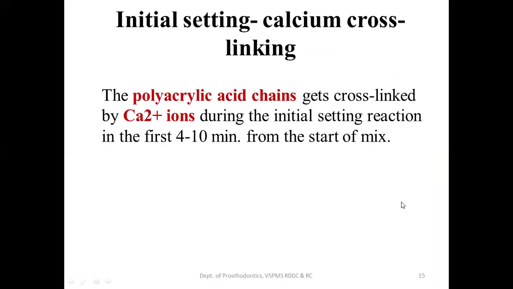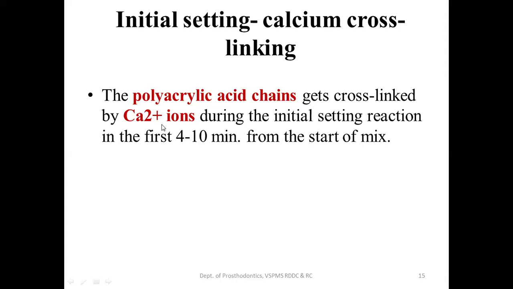Now, in the second reaction, what happens? In the initial setting, calcium cross-linking occurs. The polyacrylic acid chain gets cross-linked by the calcium ions during the initial setting reaction in the first 4 to 10 minutes from the start of the mix. Now, since these calcium ions are doubly charged, the bonding to the glass particle is ionic, and that is why they are easily liberated by ion exchange with the hydrogen ions of the acid, and they are responsible for the initial cross-link.